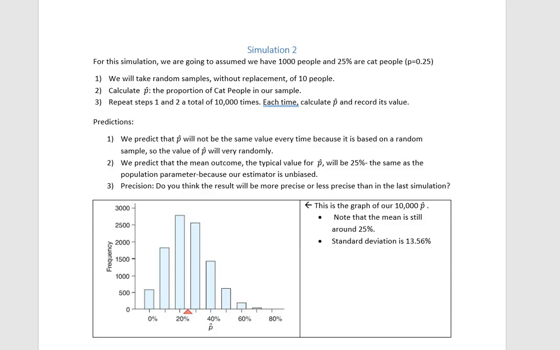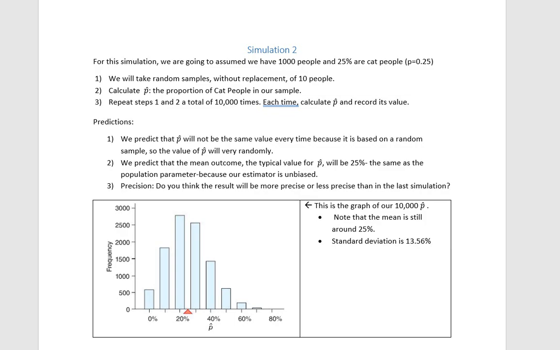All right, so now we're looking at doing the second simulation in 7.2. So last time we had a group of 8 people, and 25% of them were cat people. Now, instead of having a population of 8, we're going to look at having a population of 1,000, and 25% are going to be cat people.